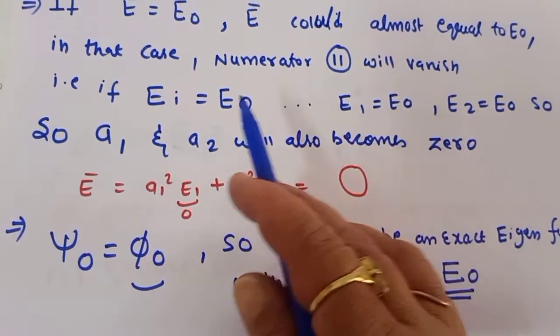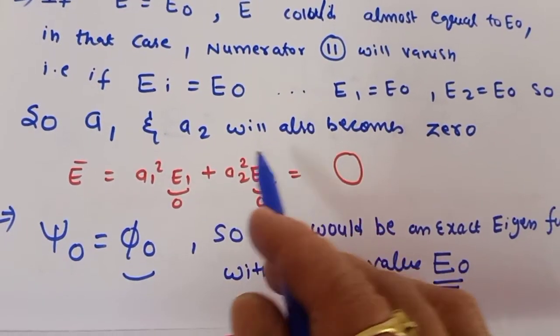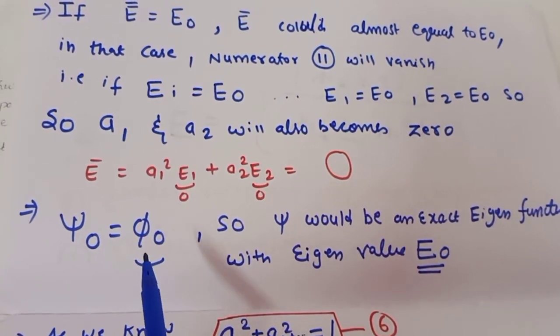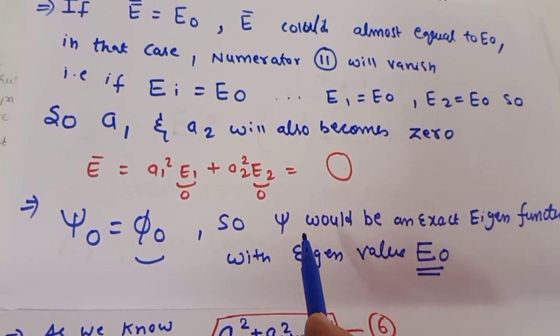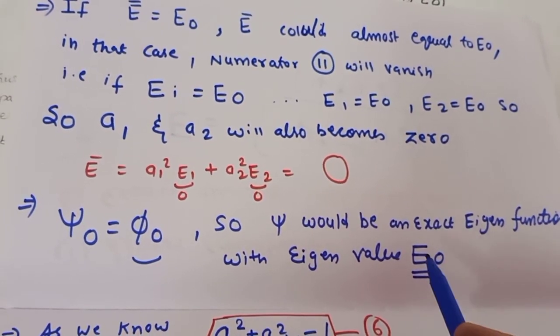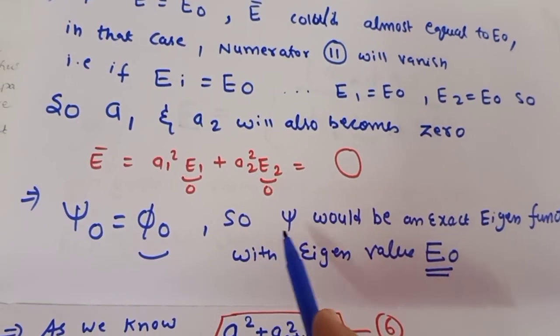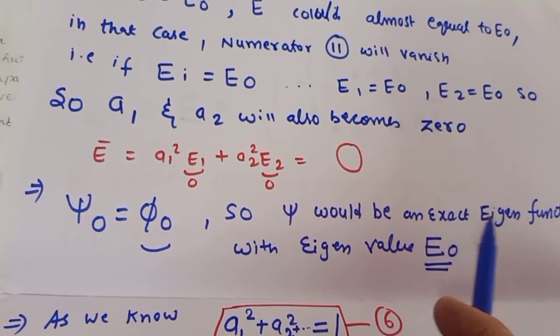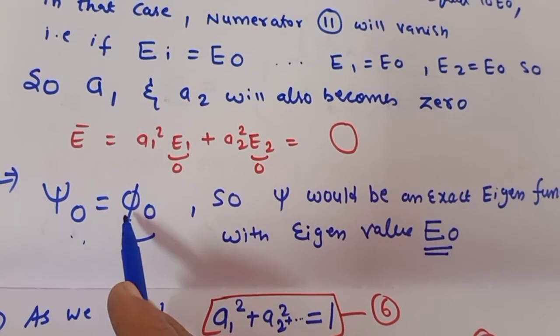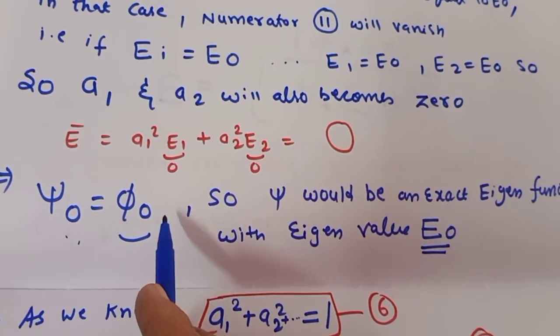So the numerator term should be 0. We can say that if psi 0 is equal to phi 0, then psi should be an exact eigenfunction with the eigenvalue E0. If that is the condition, then psi should also be an exact eigenfunction, meaning it is our trial wave function. But if these terms are 0, then E bar can be equal to E0.